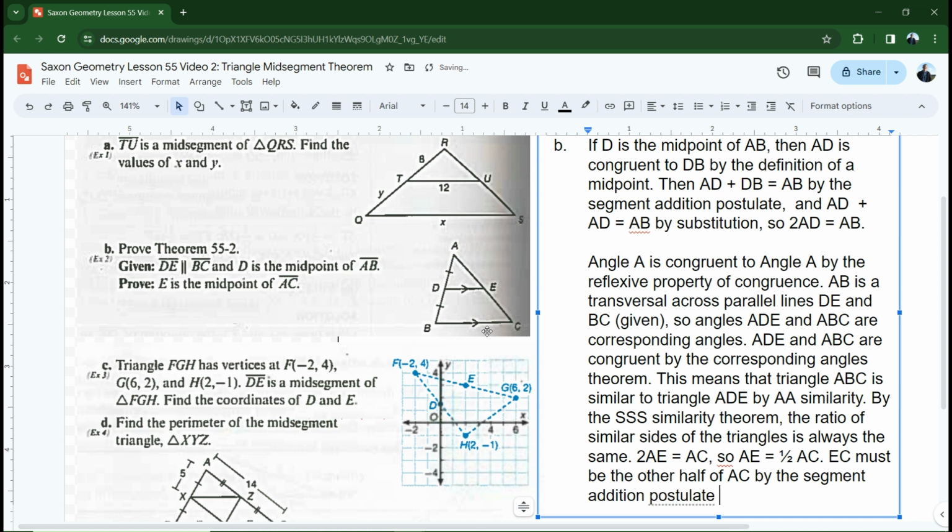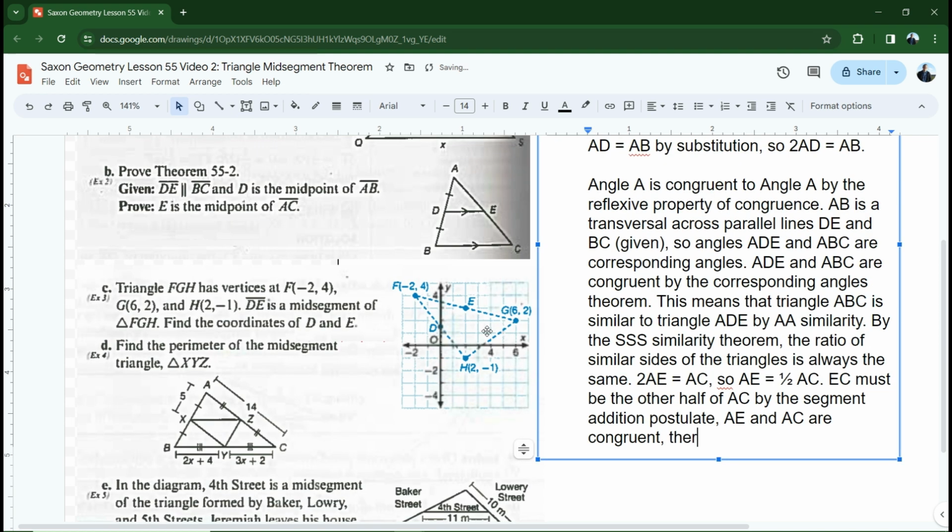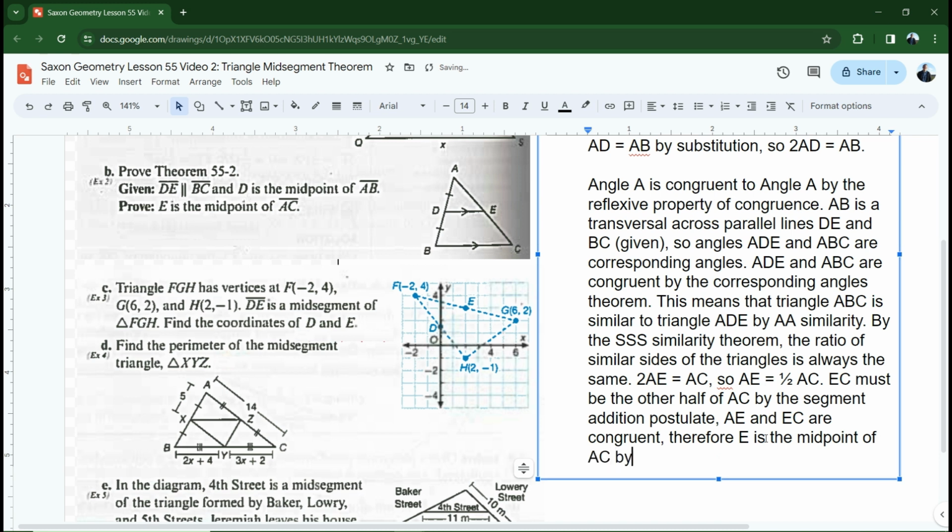And if both of them are half of the same segment, that means they have to be congruent to each other. AE and AC are congruent. Therefore, we would say, I keep mixing this up, AE and EC are congruent. Therefore, E is the midpoint of AC by the definition of a midpoint.